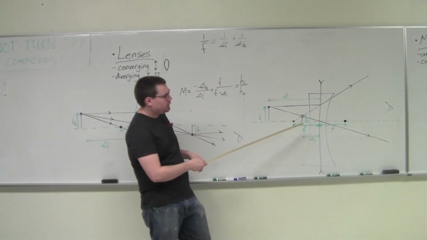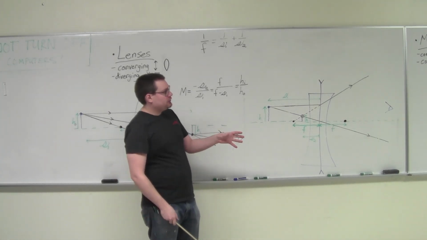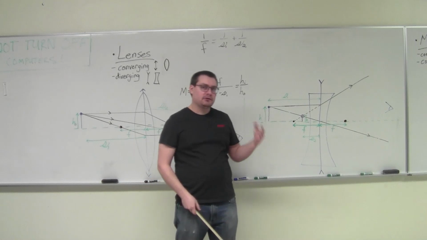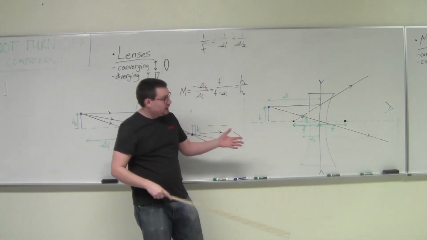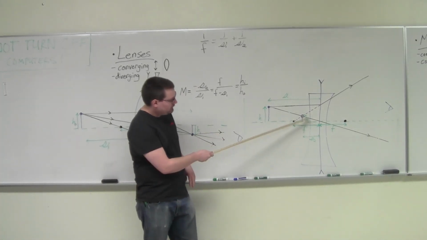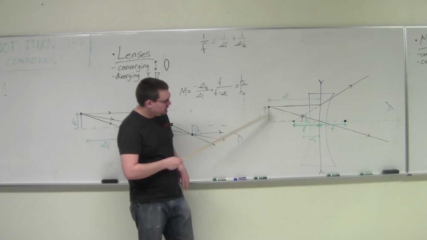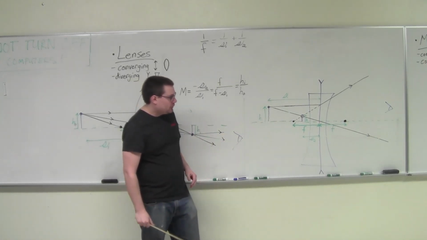So this is what we would call a virtual image. Virtual images basically mean no light is actually coming from that area, but your eye thinks it is. Your eye traces these rays backwards through the lens to a point where the light is not actually coming from, but the rays seem to be coming from. This height is also shorter than this height here, so our magnification would be a very small number for this.